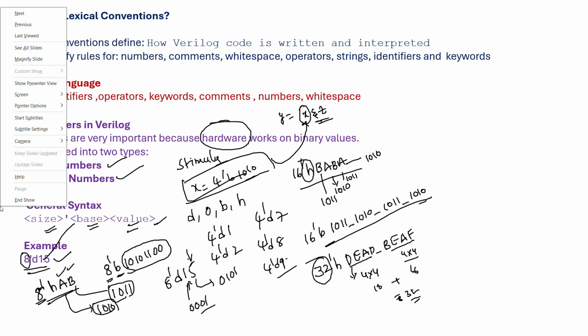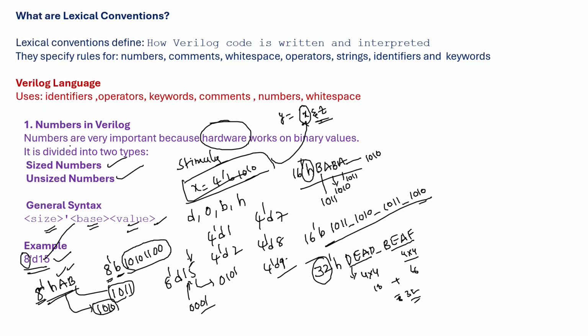So because of this, numbers are very important, because hardware works on the binary values.